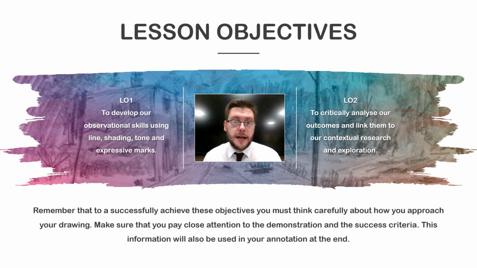Firstly, we'll go back to the lesson objectives. I want you to look at your work. Have you achieved lesson objective 1? Have you developed your observational drawing skills using line, shading, tones, and expressive marks? And then number 2, this is the bit we'll come on to now, is critically analysing our outcomes and linking them to that research we did before, linking them to the success criteria.